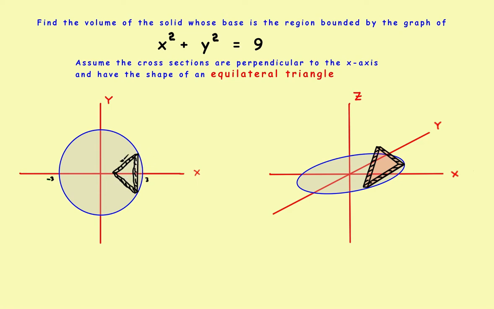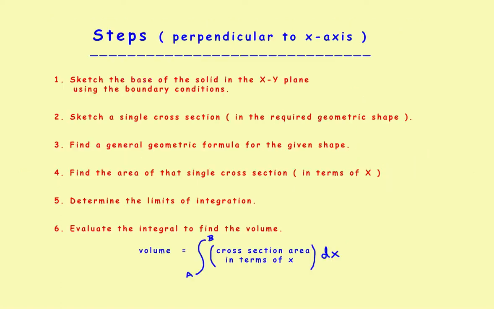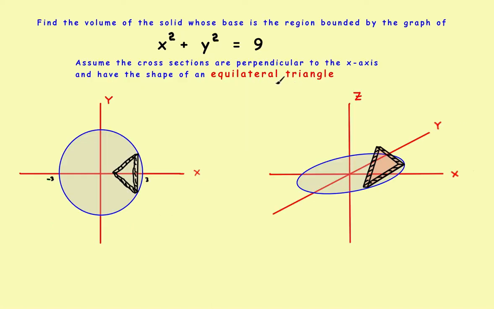So on your homework page, the figure would look like this. The book picture might look like this, but these two now represent the same thing. So let's go back and take a look at our next step. So we've got the pictures drawn. Now to actually solve the thing, the first step is to find a general geometric formula for the given shape. So in our case, the given geometric shape was an equilateral triangle.